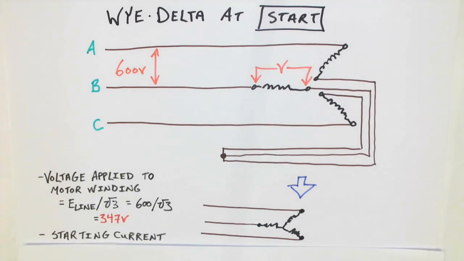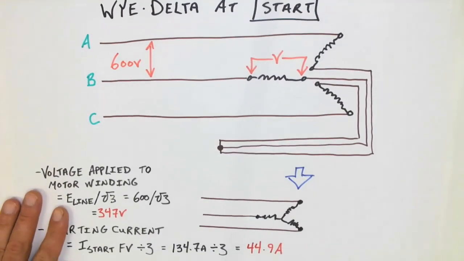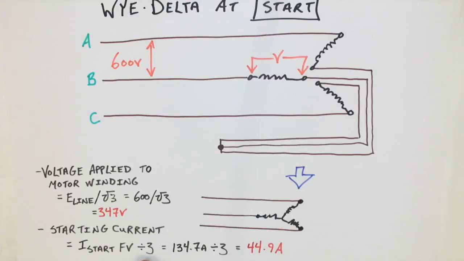Now, the starting current is going to be a little bit different. When we look at the starting current, it's actually going to be the full voltage starting current divided by 3. So 134.7 divided by 3.